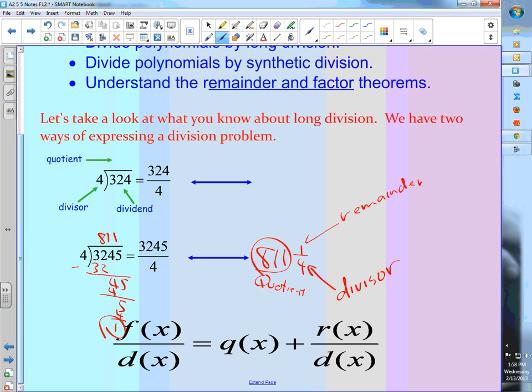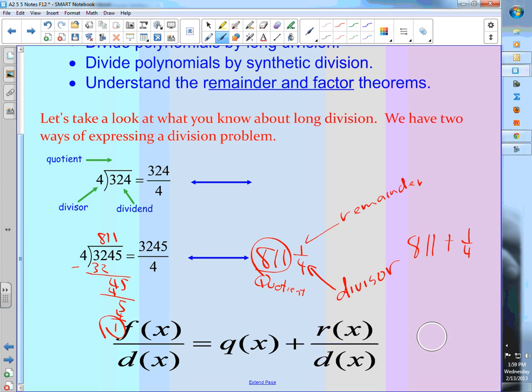And what we're going to do when we divide one function by another is we're going to write the quotient. And instead of writing 811 and a 4th, we could say it's 811 plus a 4th. And that's how we're going to deal with this. You're going to take your remainder over the divisor, and that's how you'll be writing your answer. So it'll be quotient plus remainder over divisor.